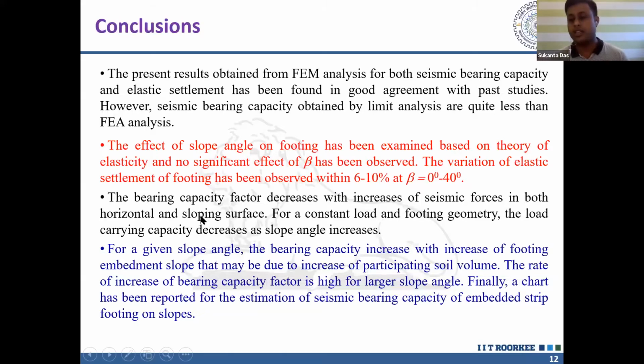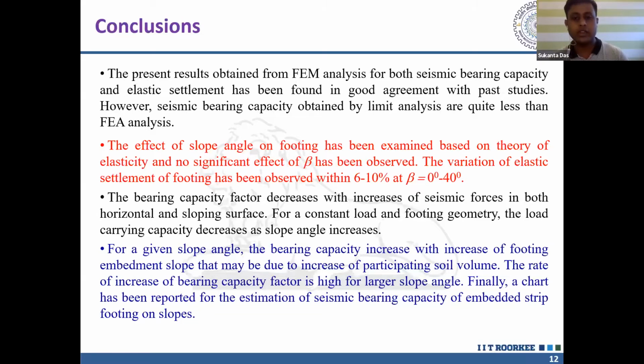The variation of elastic settlement has been found to be 6 to 10% with sloping angles of 0 to 40 degrees, which is not quite significant. After a 40 degree slope angle, a soil slope is not possible. So within this range, the slope may be significant in primary, secondary or other settlement, but for elastic settlement, the sloping angle has no significant influence.